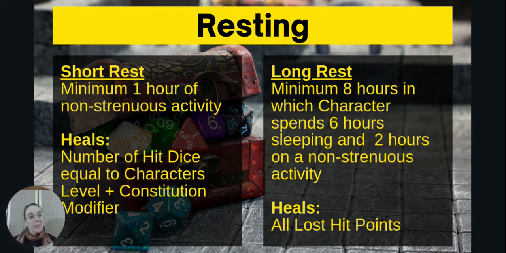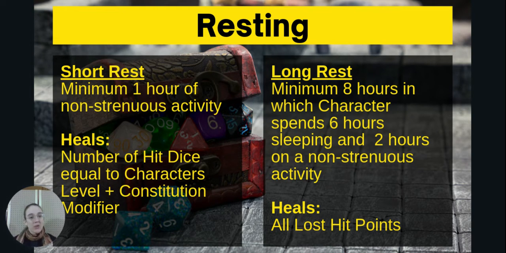Resting. One of the biggest things that is very useful during resting is that it is one way of being healed. So if you take a long rest, which means you take a minimum of 8 hours in which a character spends 6 hours sleeping and 2 hours on a non-strenuous activity, such as keeping watch, then that character gets all of their lost hit points back. It does not cure, however, if they have got some sort of poison or other debilitating injury or something extra. It just gets your hit points back.